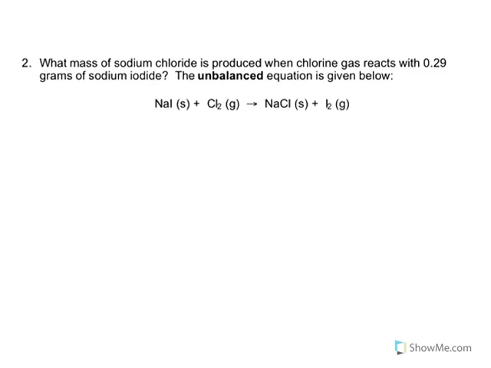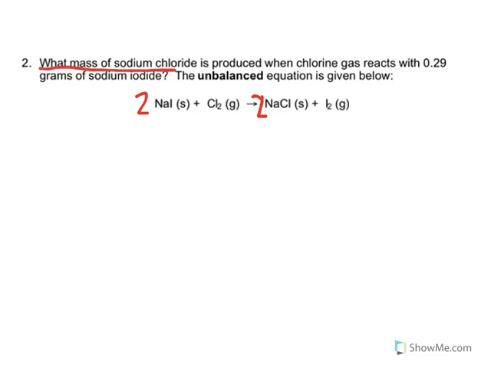Number 2, what mass of sodium chloride is produced when chlorine gas reacts with 0.29 grams of sodium iodide? And again, the equation is unbalanced. So let's go ahead and balance that. I see 1 sodium on the left, 1 sodium on the right, 1 iodine on the left, but 2 iodines on the right. So I know I'm going to need a 2 out front here. Well, that messes up the sodiums. Now there's 2 on the left, so let's put a 2 here on the right to fix that, which gave me 2 chlorines on the right, which I needed for the 2 chlorines on the left, so this is balanced. And let's read it again and make ourselves some notes.